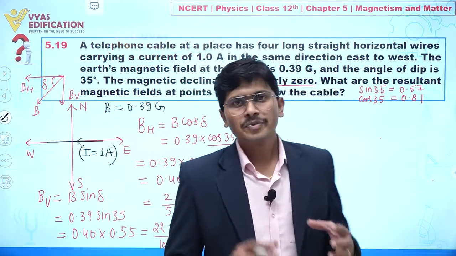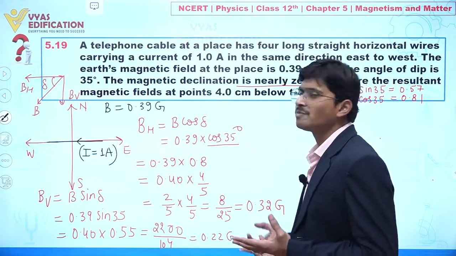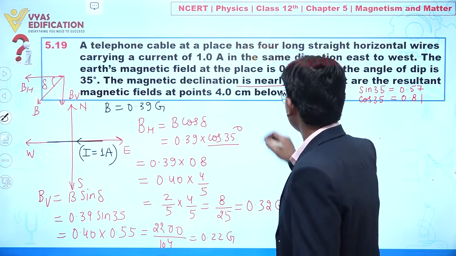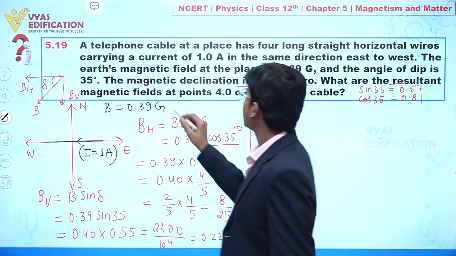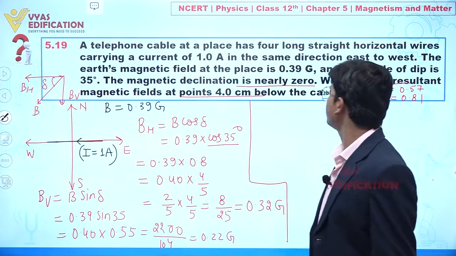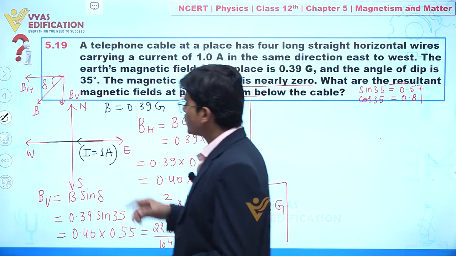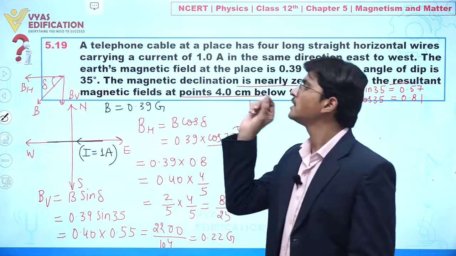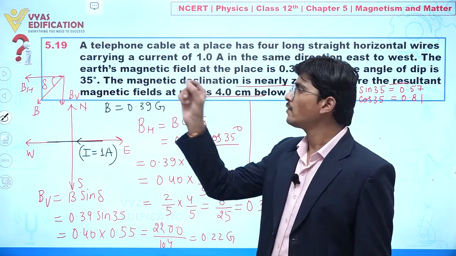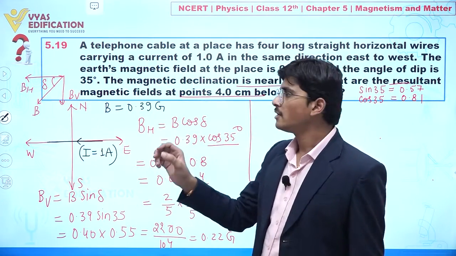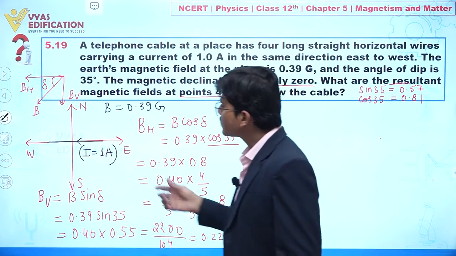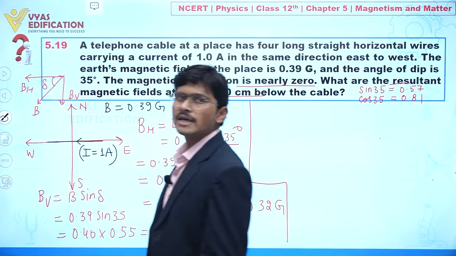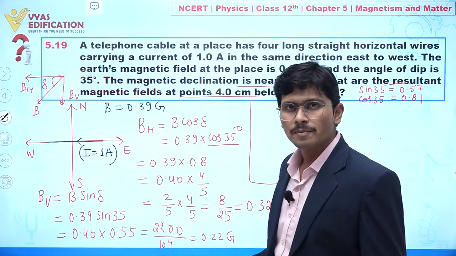Clear? Now the important part is here: what is our objective in this question? My objective is very clear: to calculate the resultant magnetic field at 4 cm below the cable. So you can see this is a cable. Clear? And we have to find the magnetic field at a distance of 4 cm below this wire. So now this is a long straight wire, so we can write the value of B as mu naught I upon 2 pi r.